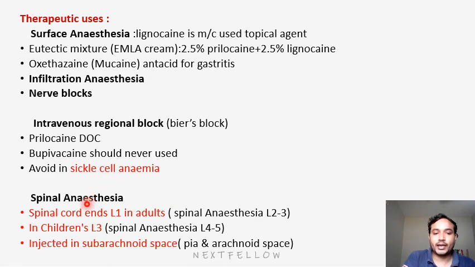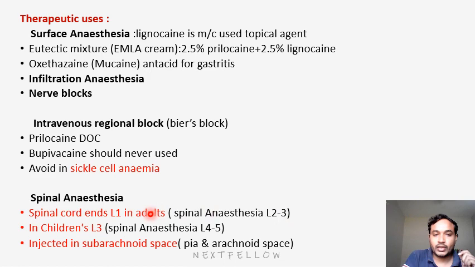Next is spinal anesthesia. For spinal anesthesia, we have to remember the spinal cord levels and where we will inject. Spinal cord normally ends at the L1 region in adults. So where will spinal anesthesia be given? Obviously below that, that means L2 to L3. In between L2 and L3 spinal anesthesia will be given in adults.